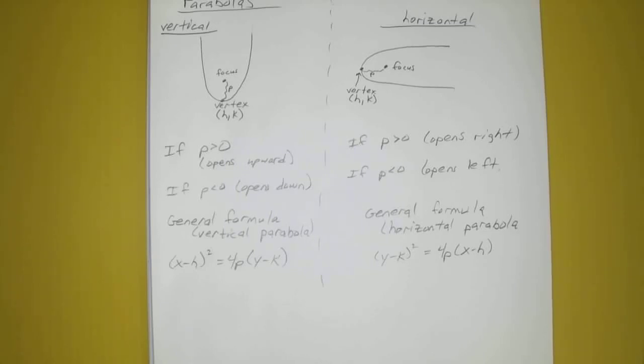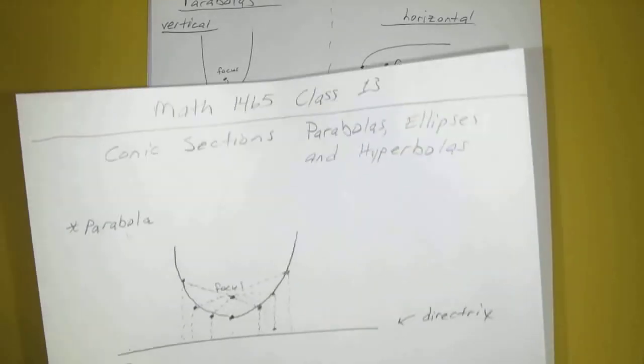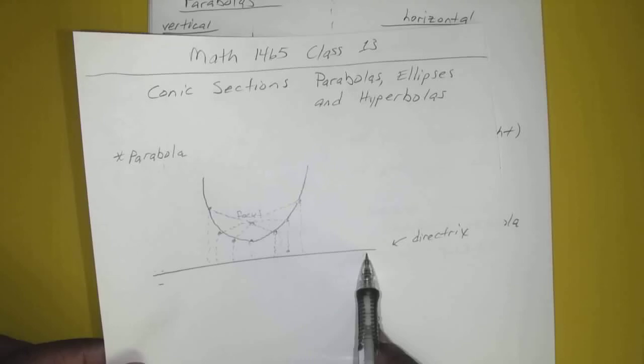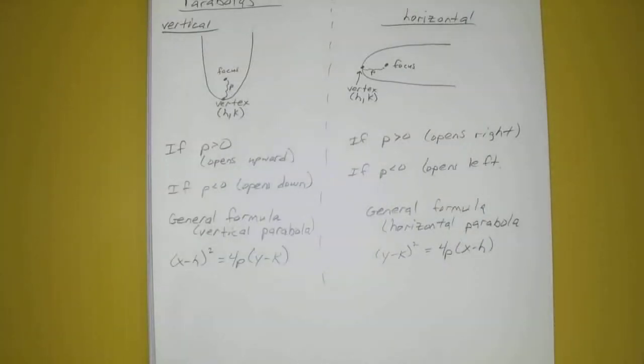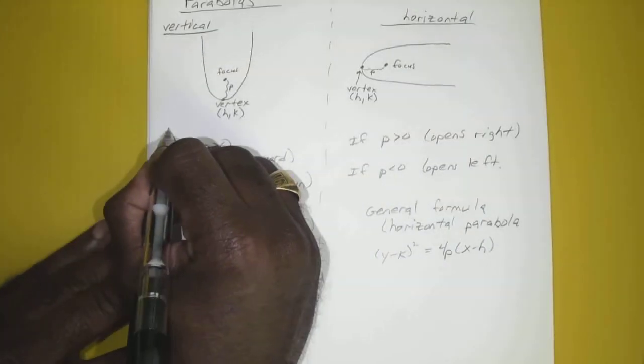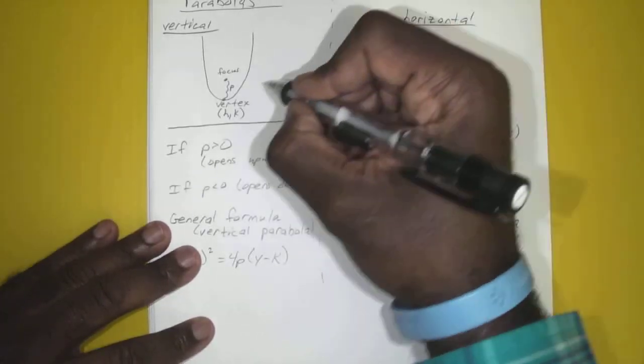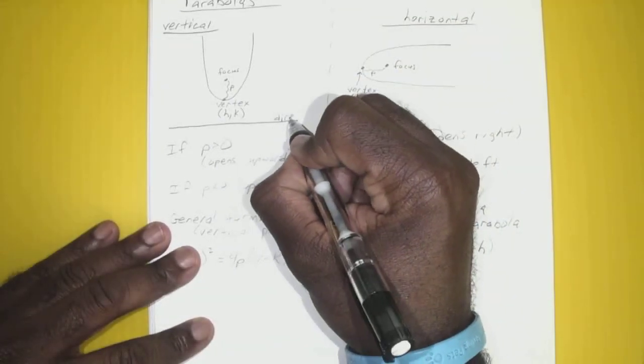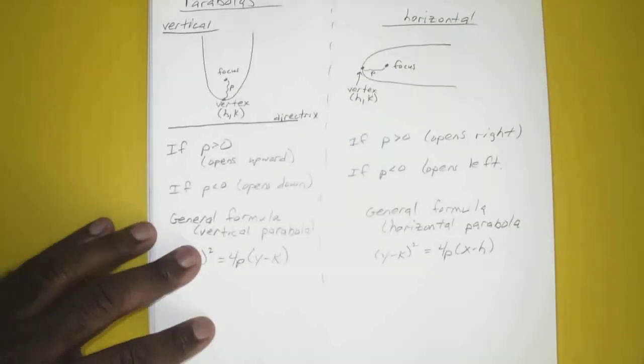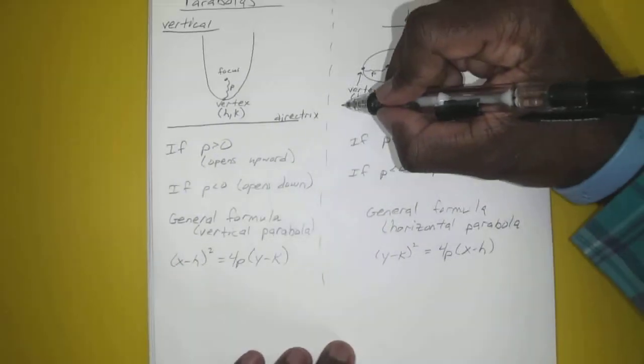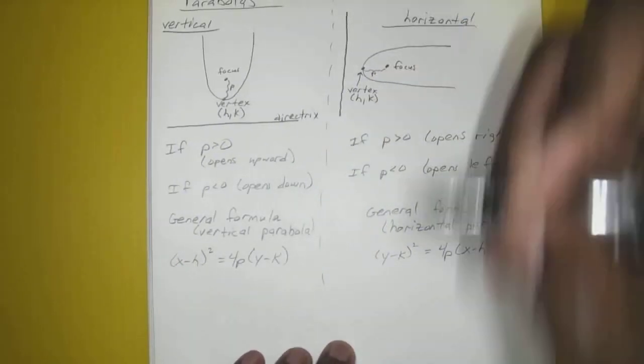Okay. Now if you remember back to this one, just a quick time, you notice you also had a directrix here. So for our parabola, we're going to have our directrix. For horizontal, your directrix will be vertical.